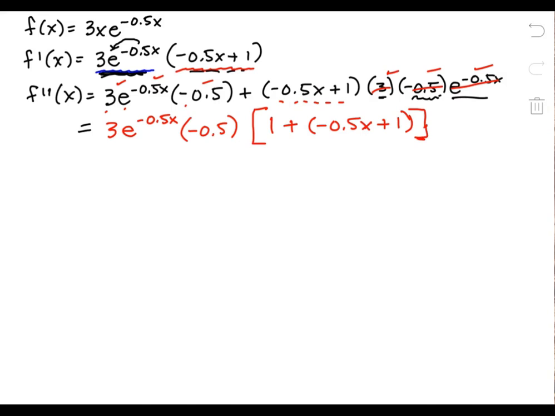Okay, so I want to clean up what's inside this parenthesis, just combine those ones together. And then also out front here, I'm going to go ahead and now multiply that 3 and negative 0.5 together. So my second derivative is going to be 3 times negative 0.5, and I'm going to switch to fractions just because I like fractions better than decimals. But if you want to leave it a decimal, you can. So 3 times negative a half would be negative 3 halves.